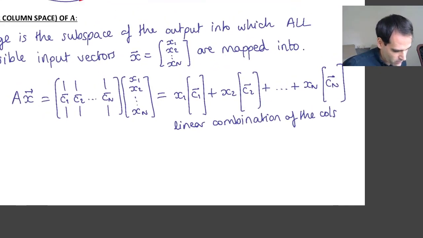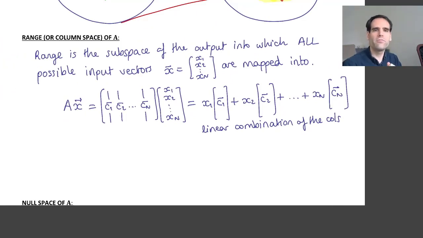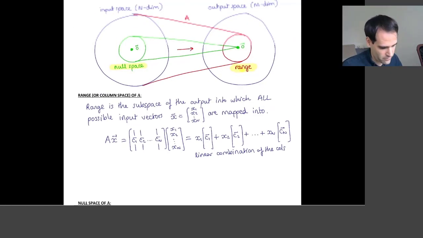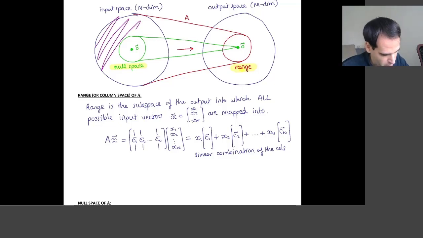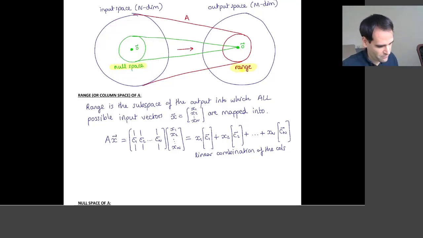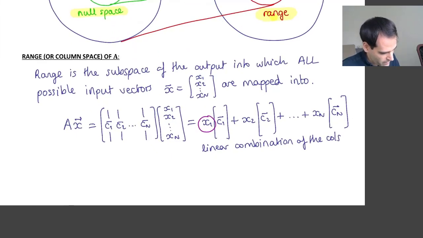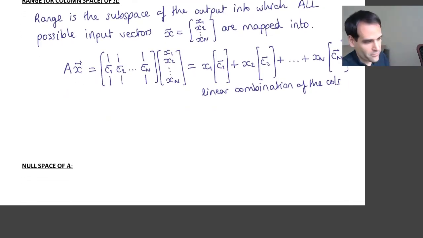But now we just said that we want to consider all possible input vectors X, right? So we are considering the entire input space here. Therefore, the coordinates x1, x2, up to xn can take any value. And this should ring a bell. When you are considering all of the possible linear combinations of a set of columns for any coefficients, this is called the span of the set of vectors, right? This was the definition of span. Therefore, the range is the span.